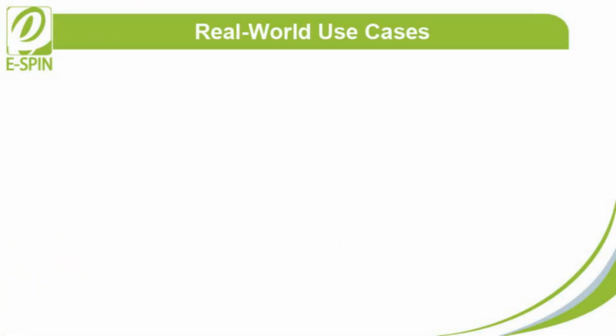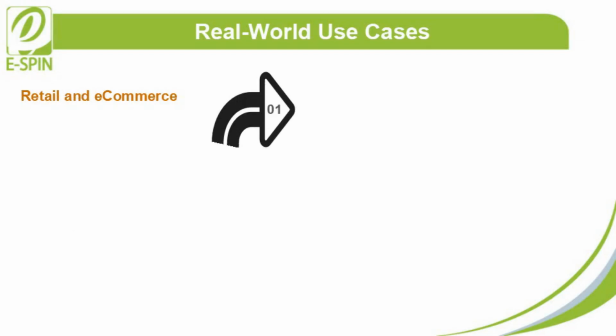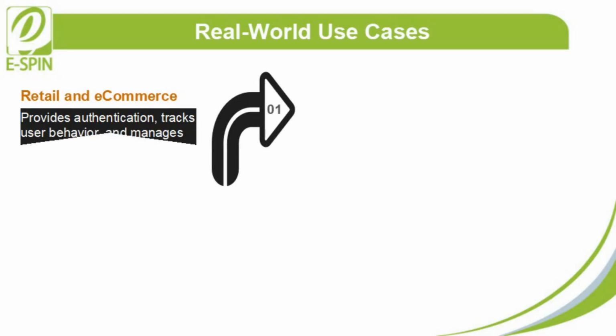Real-world use cases. 1. Retail and e-commerce. CIAM provides authentication, tracks user behavior, and manages consents for personalized marketing. Example: Amazon and Nike utilize CIAM for quick guest checkouts, personalized recommendations, and unified login across mobile or web platforms.